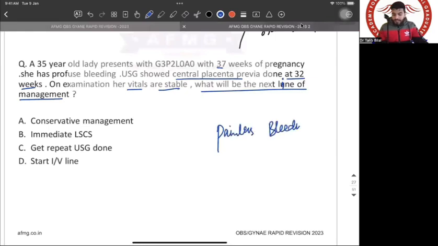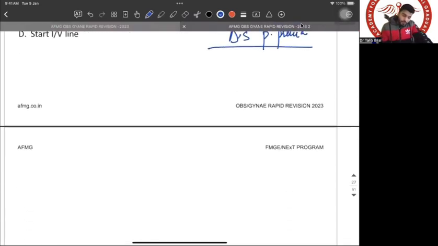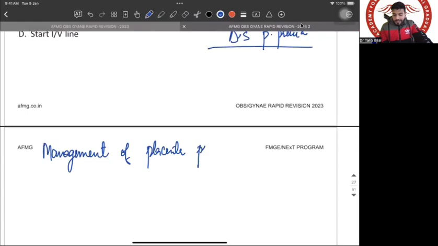Painless bleeding. But in abruptio placenta, what type of bleeding do we have? Painful bleeding. Okay, so she's having painless bleeding. The diagnosis you already know is placenta previa. Now, if I talk about the management of this placenta previa, the management differs at different weeks.